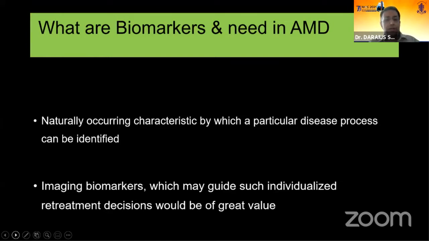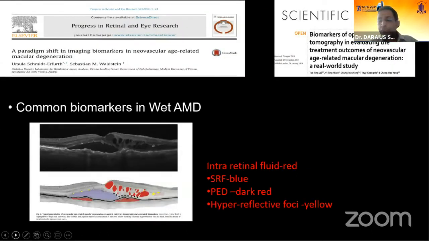What are biomarkers, and what is the need for these in AMD? When we talk about OCT, it's important to know about some of these biomarkers. These are naturally occurring characteristics by which a particular disease process can be identified, and they may help us to guide individualized retreatment decisions. So let us see a few of them.